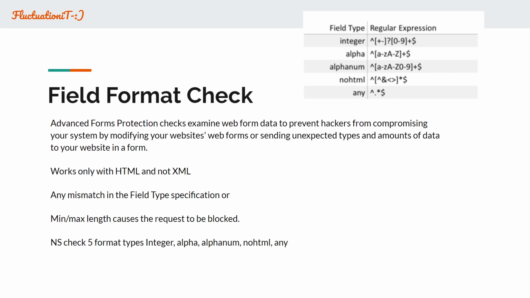So you can add some actions and rules. You can add integer, alpha, alphanumeric, no HTML, and any. So you can block the action, you can log it, you can stats, and you can learn, of course. And you have some predefined field types like integer, alpha, alphanumeric, no HTML, and any. So these are some of the field types that you can, of course, use.